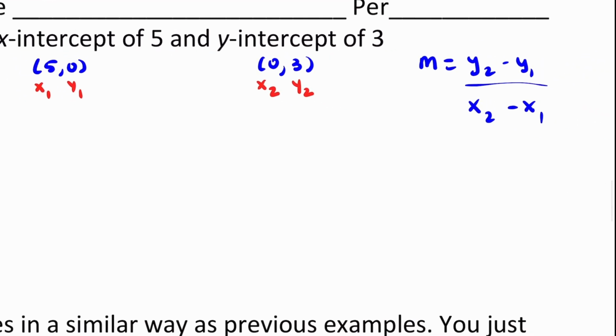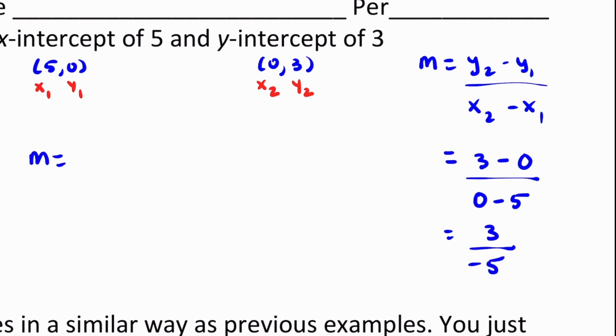So then plugging everything in, I have 3 minus 0, y sub 2 minus y sub 1, all over my x sub 2 minus x sub 1, 0 minus 5. 3 minus 0 is 3, 0 minus 5 is negative 5. So my slope is negative 3 over 5.